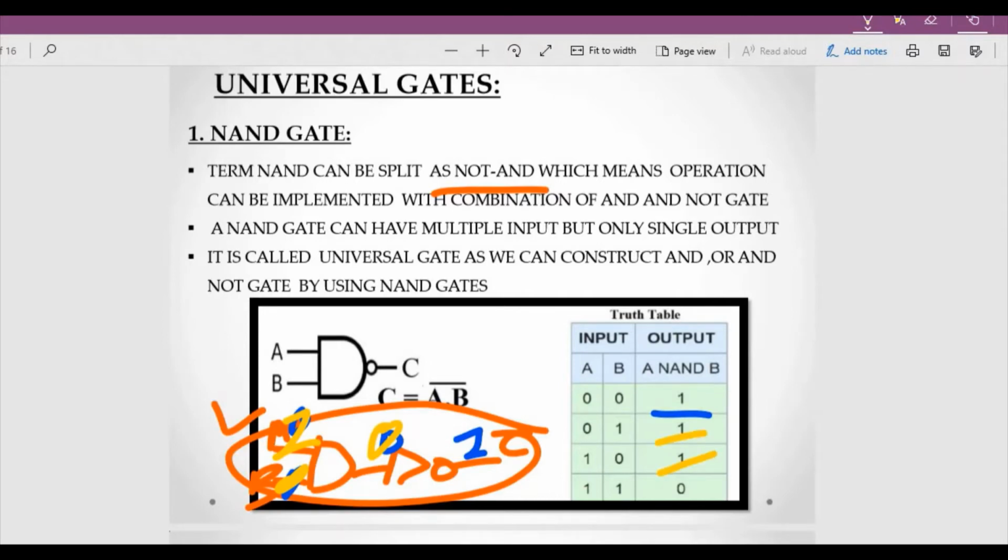Now the case when both of them are 1. So 1 multiplied by 1 gives 1. What is the complement of 1? 0. So you are getting 0. This is the basic truth table of the NAND gate, and this is the Boolean expression: A dot B, that is AND with an inverter giving the complement. This is how we make the NAND gate Boolean expression.